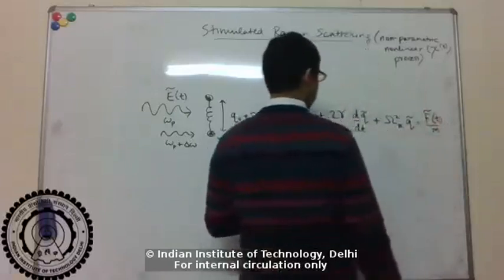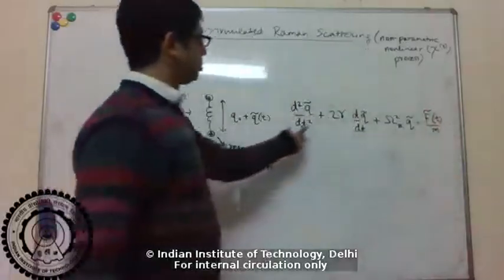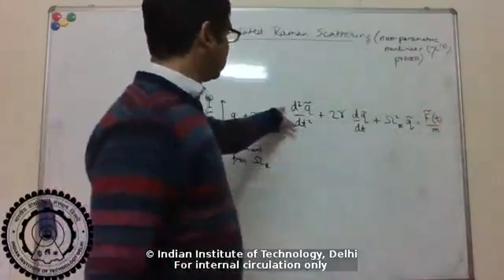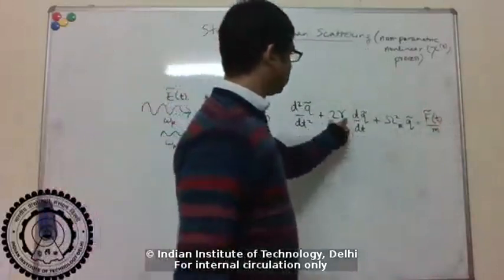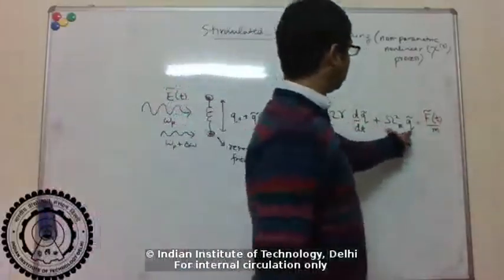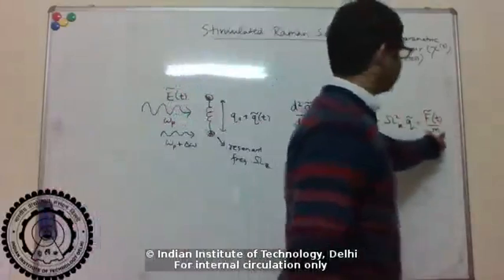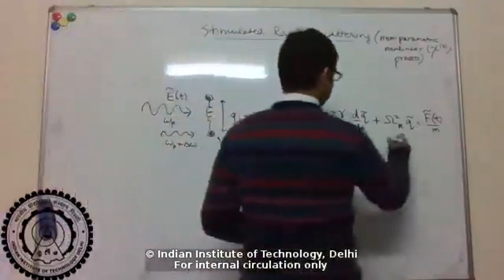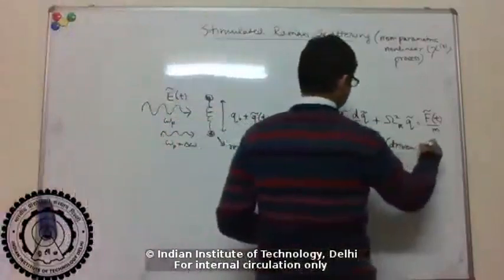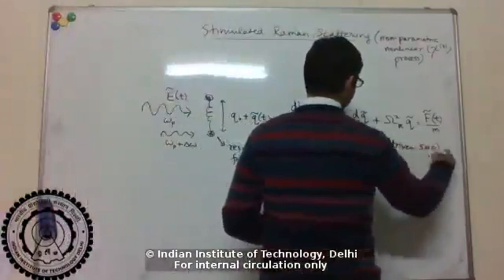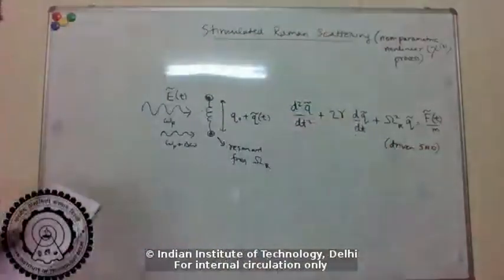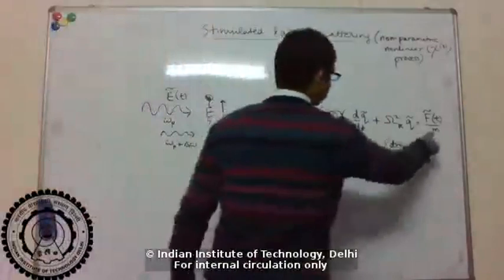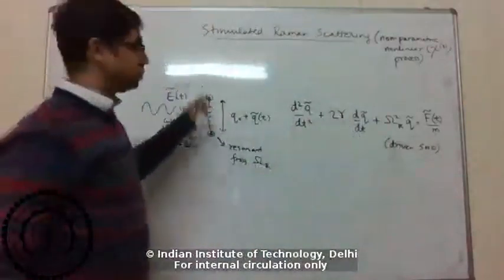So this is the simple harmonic oscillator model. This is the acceleration. Then this is the damping term with some damping constant gamma. Then this is the resonant frequency, omega r squared, and then this is the external force acting on the system. So this is the same driven simple harmonic oscillator model. And this m is the mass of the atom or molecule here.